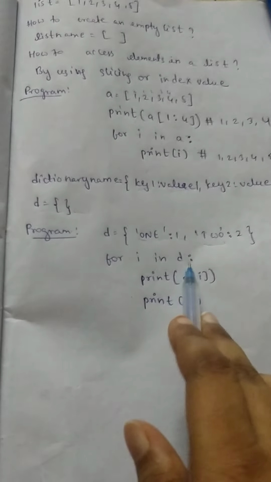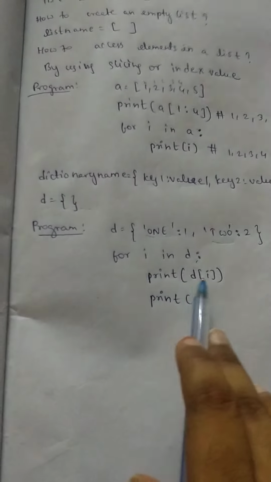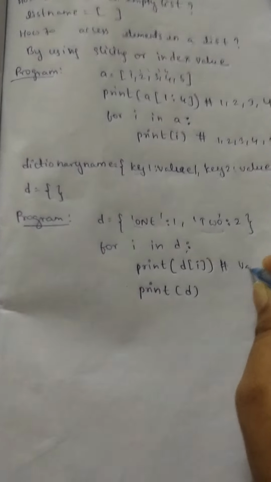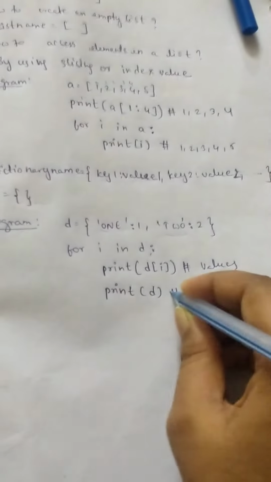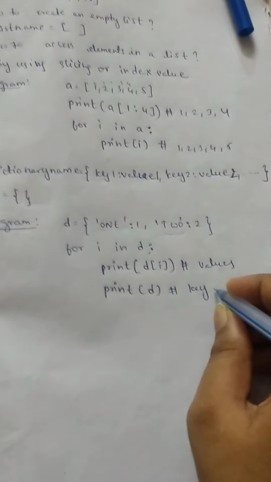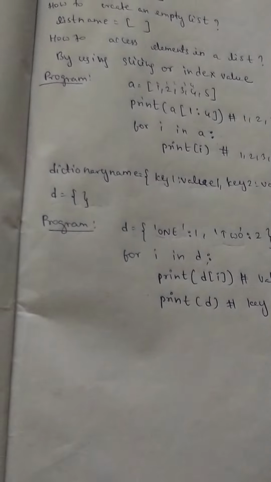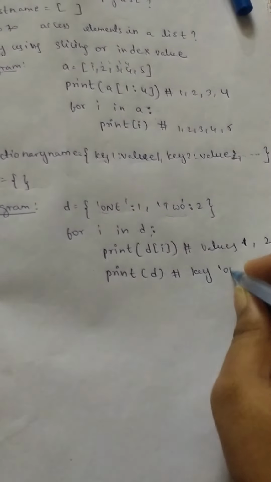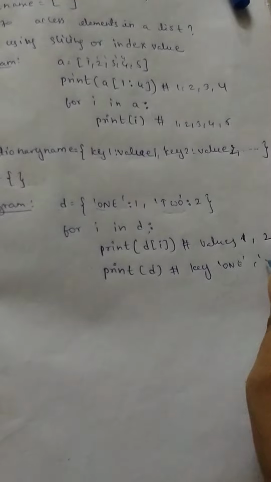For I in D colon. Now I have written print D of I. This statement will return all values, and the other statement will return all keys. That is, after the statement is executed, it returns 1 comma 2. After this statement is executed, it returns 1 comma 2.